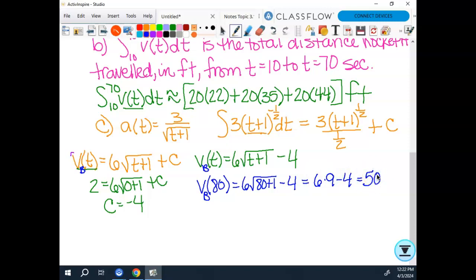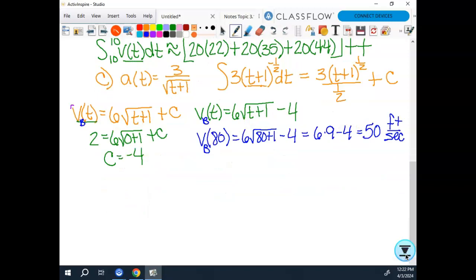What are the units? Feet per second. Okay? Well, that's v sub B. How am I going to figure out what v sub A of 80 is? I look in the chart, and what does the chart say? 49 feet per second. All right, so which one is traveling faster?